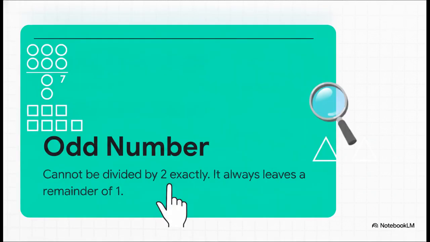On the flip side, the exact opposite rule applies here. Odd numbers will stubbornly refuse to split perfectly in two. It really doesn't matter how large or small the number is. If you try to divide an odd number by 2, it will always leave a single unit behind. That remainder of 1 is its absolute signature.